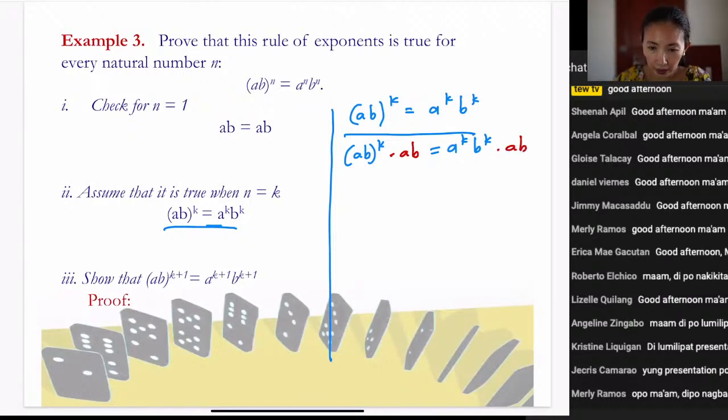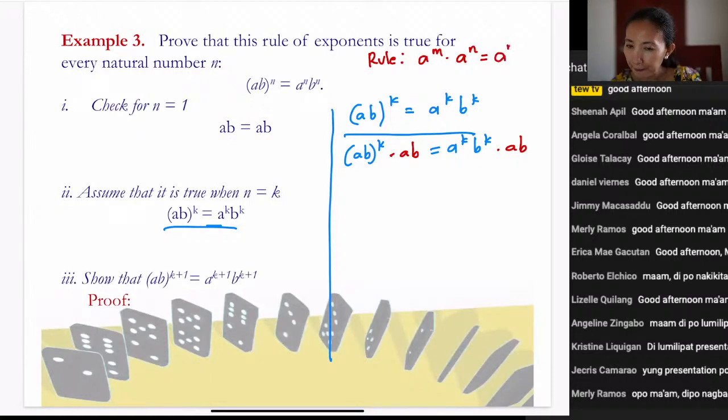And then from here, what do we have to do next? Look, the bases are equal. Remember this rule, para ma-recall din ninyo. One law of exponent says a raised to m times a raised to n, what is it equal to? A raised to m times a raised to n is equal to a raised to what?